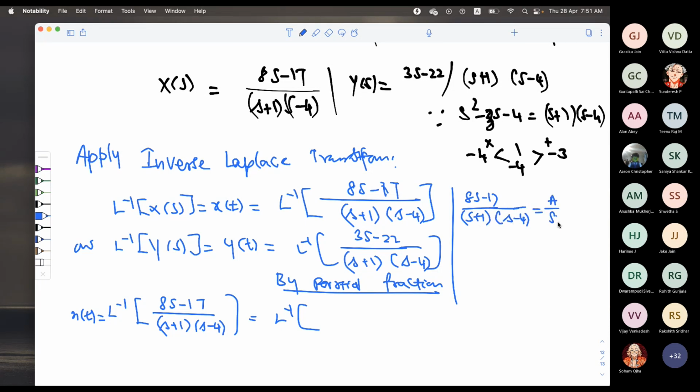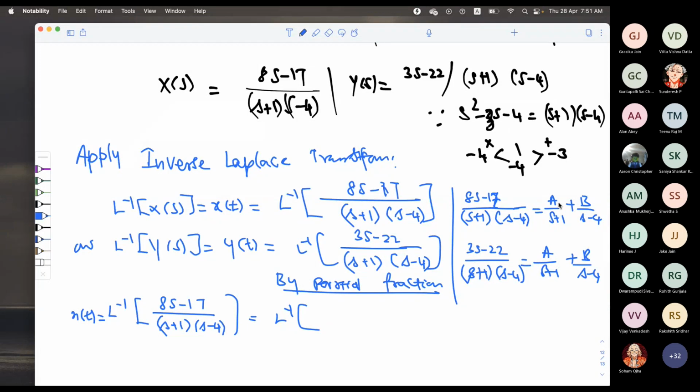a divided by s plus 1 plus b divided by s minus 4. 3s minus 22 over s plus 1 into s minus 4. This is also a divided by s plus 1 plus b divided by s minus 4. Sir, is it clear? Yes, sir. Okay, now substitute.